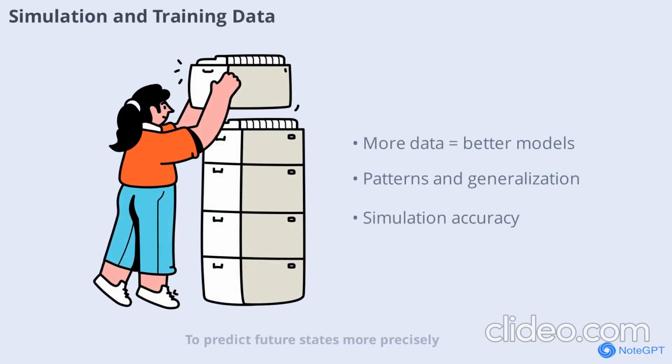To predict future states more precisely, we need more data, both over time and across different conditions. By increasing the amount of training data, models can capture more patterns and generalize better. This is true whether we're modeling physical systems, economies, or even emotional states. The more data we have, the more accurately we can simulate the interplay of expansion and integration.